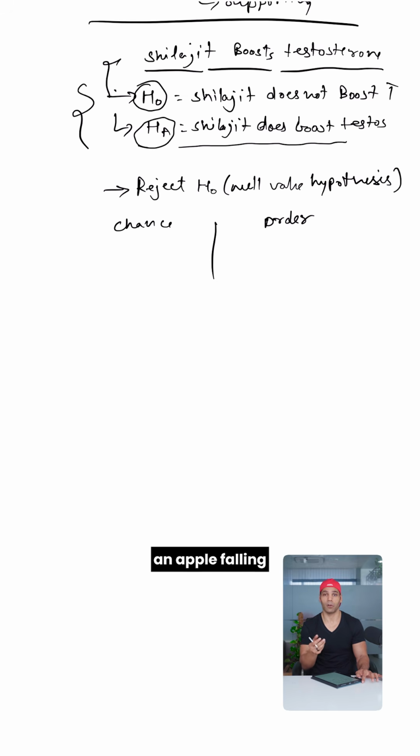For example, an apple falling from the tree would largely be a matter of chance. There's no predictability, you can't predict it. But let's say a spacecraft flying at a speed of XYZ will take XY number of hours or days, that can be predicted because there's a science behind that, which we can explain, right? So if we have to reject the null value hypothesis, we have to prove that whatever the outcome is, it's not happening via chance.